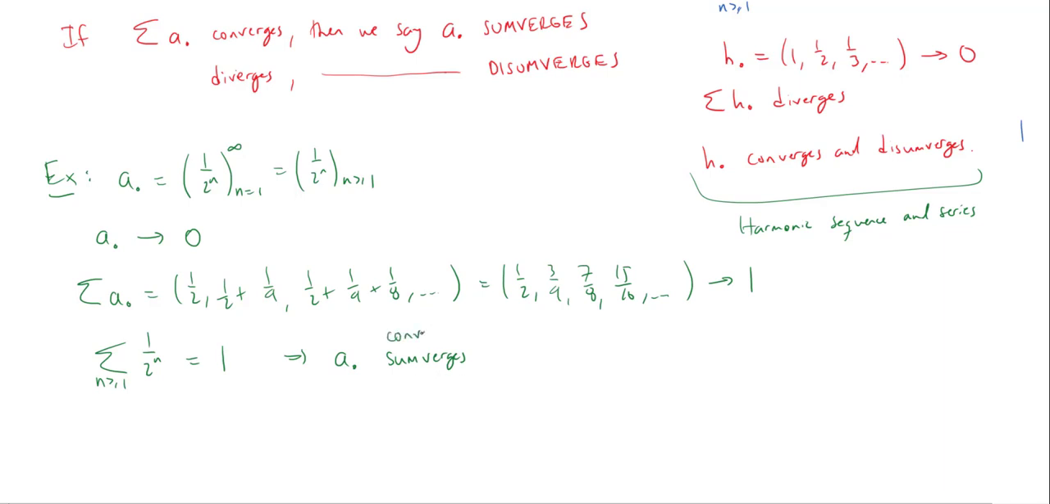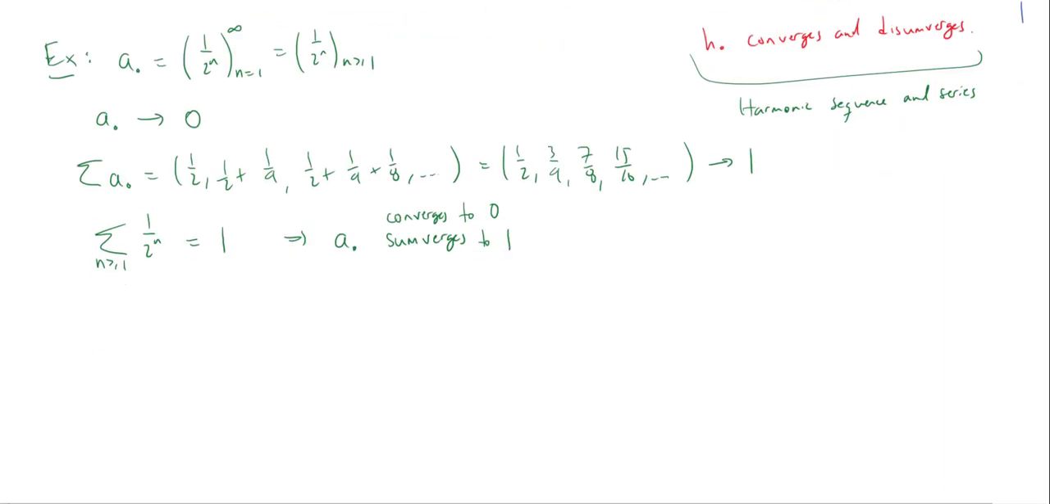So it converges, all right? But in this case, it converges to 0, and it sumverges to 1. Okay, so even if A sub n converges to 0, it doesn't mean it's sumverging to 0, right? In fact, it usually will not converge to 0. All right, maybe another example here.